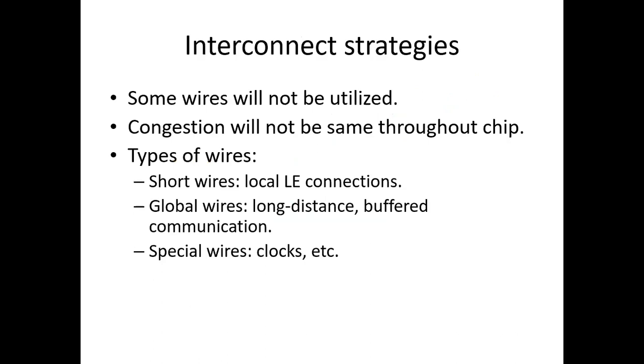so 3 types of wire we basically found: the short wire, the global wire, and the special wire. What about the short wire? It is basically a local element connector. What about the global wire? This is for long distance buffered communication. And the special wire basically deals with the clock.